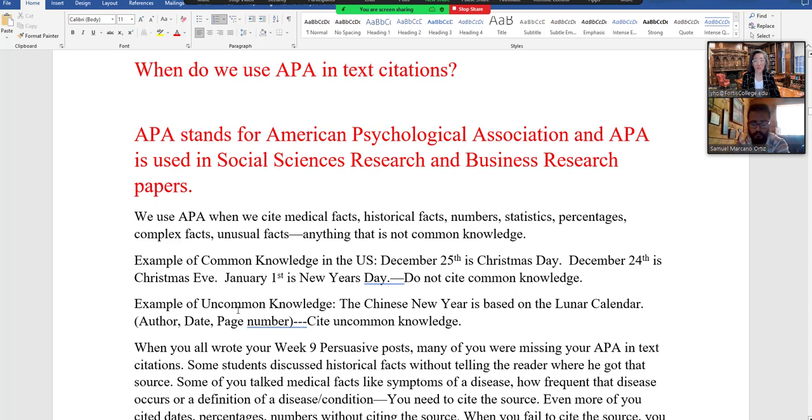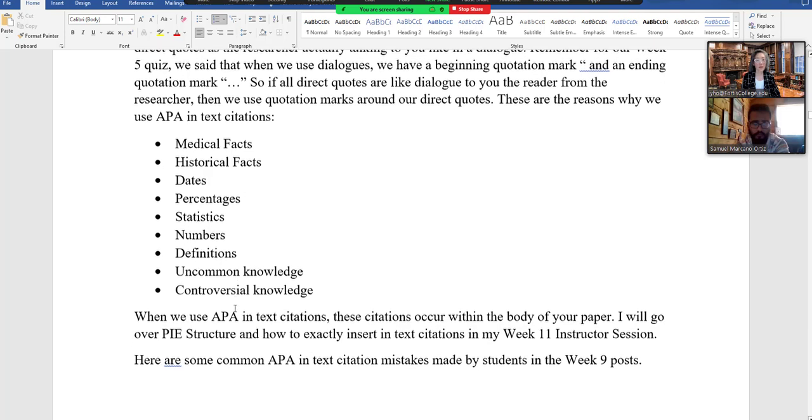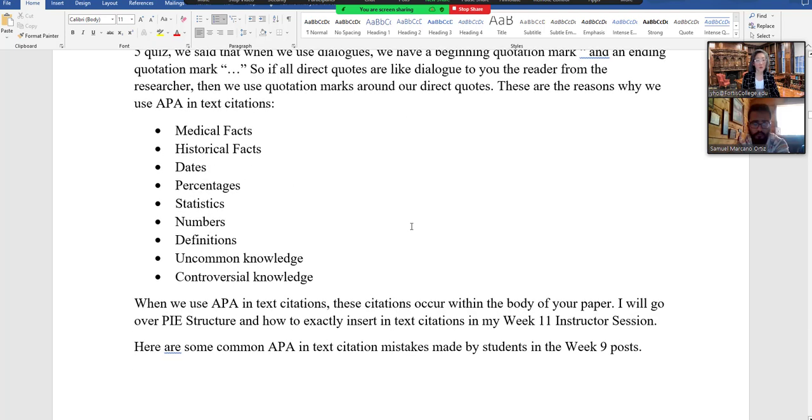So if you're not sure if something is common or uncommon knowledge, always cite the source. So to repeat, we don't cite the source if it's common knowledge, and we cite the source when it's uncommon knowledge. And so when you write your papers, you use APA in-text citations.